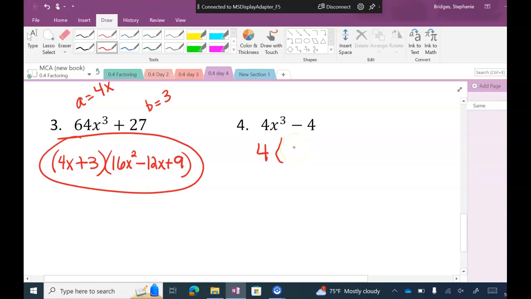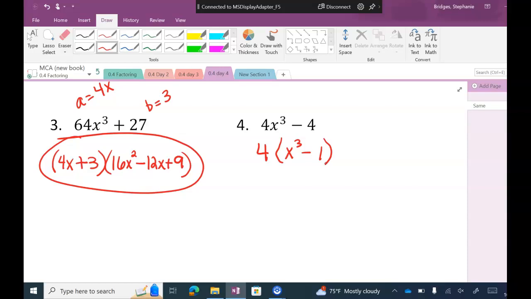And if I divide both of those by 4, I'm left with x to the third minus 1. Now, if you look inside your parentheses, x to the third minus 1, are those both perfect cubes? Yes. So we can continue to factor.